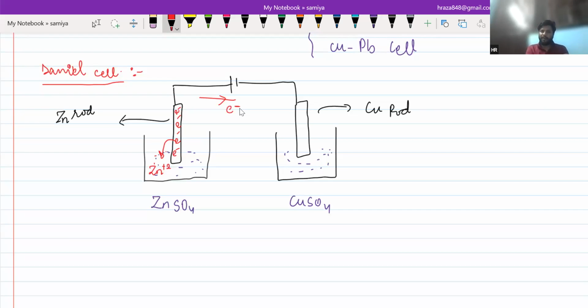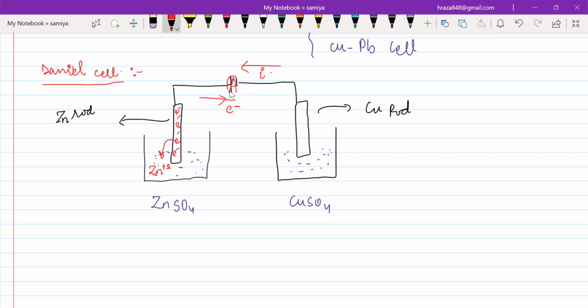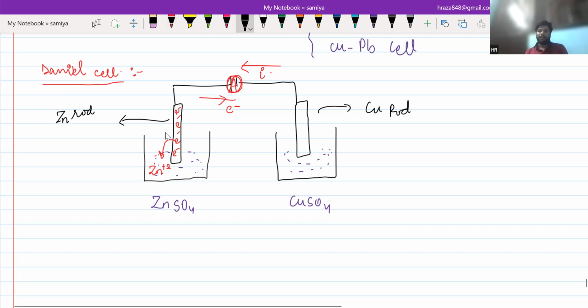That means from the left container to the right container, and we know that the direction of current will be from right to left. Is that clear, everyone? This zinc rod is initially in solid state, but when you dip it in zinc sulfate solution, it breaks down and converts into Zn plus 2, and electron density will be more here, so electrons will move from left and current will move from right to left.